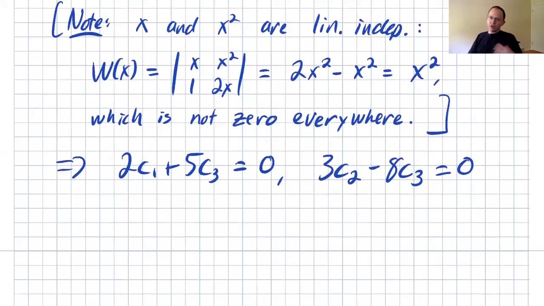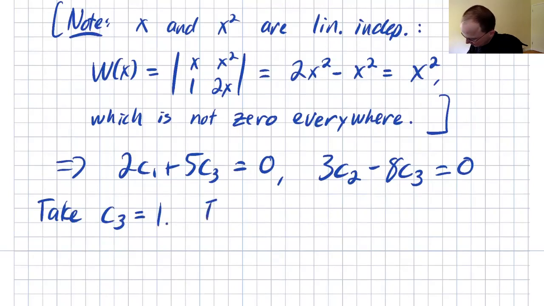So there are some linear algebra techniques that we can use to find all the possible solutions of these two equations. But all we really need is to find a single non-zero solution. What these two equations tell us is that we can just substitute a value for C3, and then we can solve for C1 and C2. So let's take C3 to be equal to 1. That's a good value.